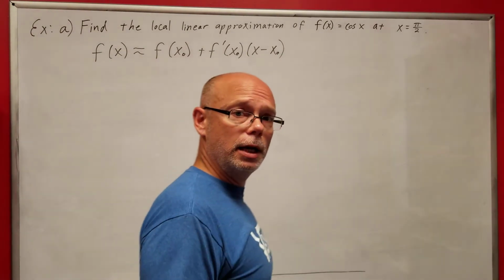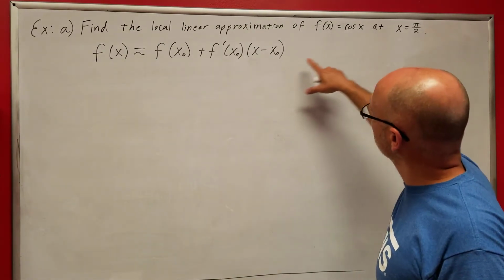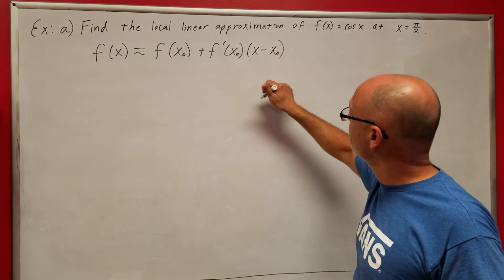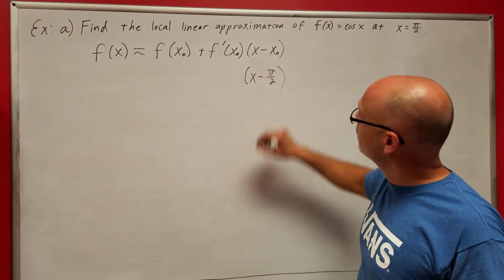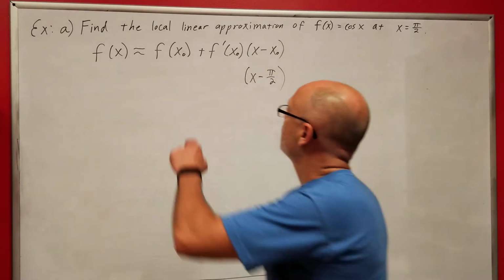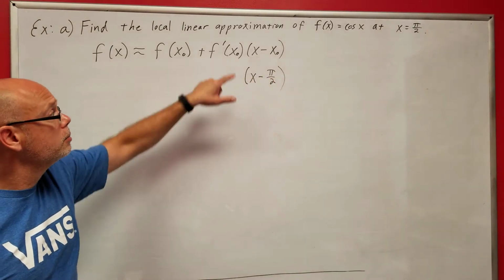All right, what is my x naught value? What is my particular x value? It's pi over 2. So I could really sub in for this part right now. X minus pi over 2. Now I've got to come up with f at x naught and f prime at x naught.